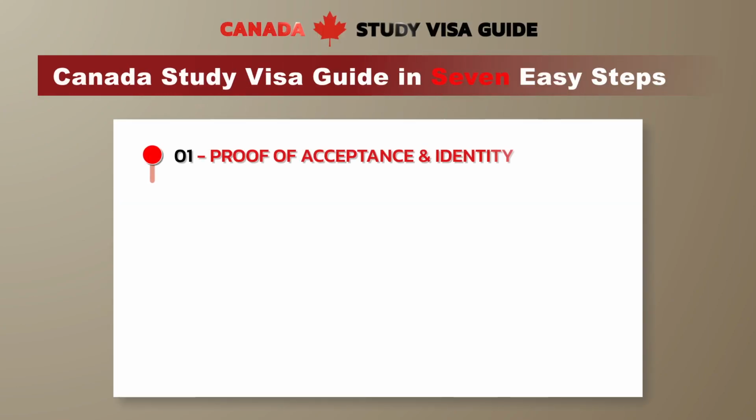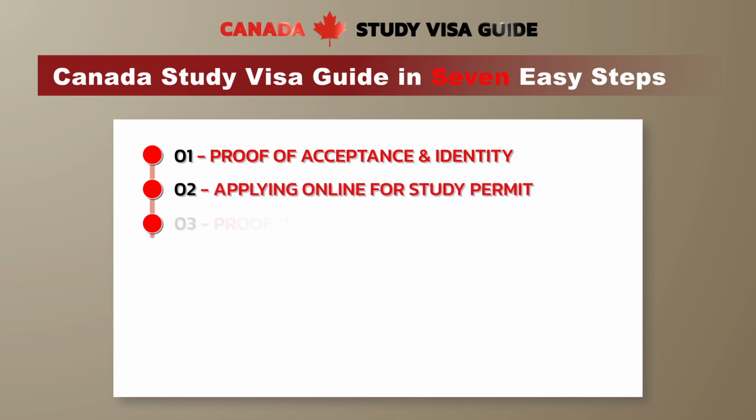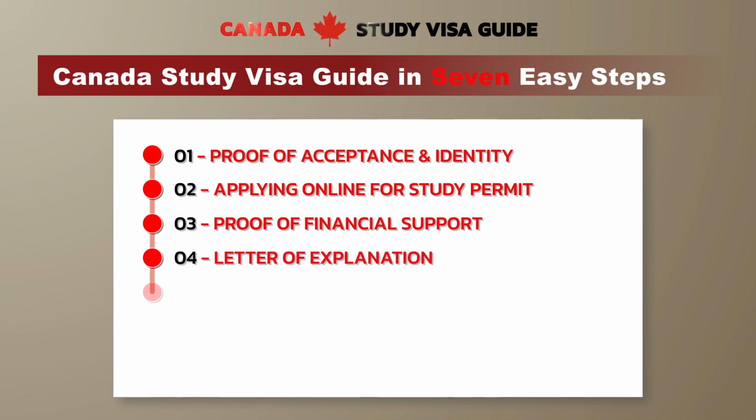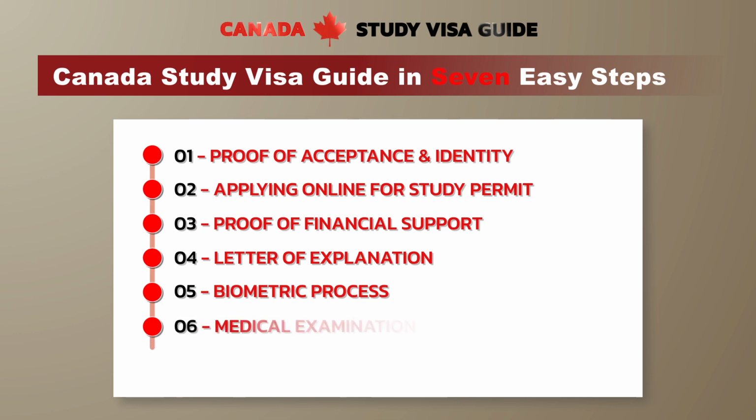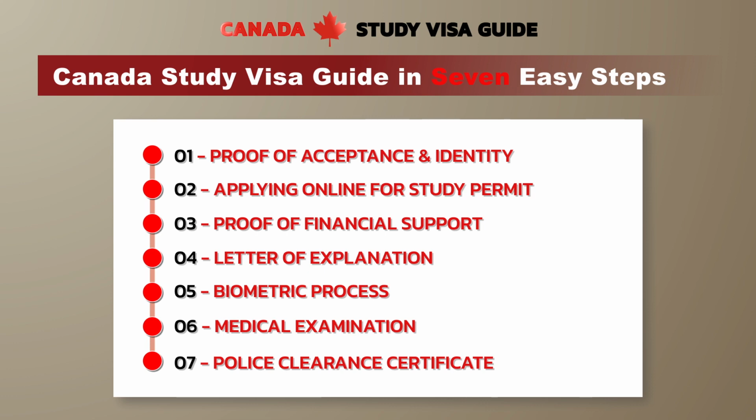Let's learn about the following topics. Number 1, proof of acceptance and identity. Number 2, applying online for study permit. Number 3, proof of financial support. Number 4, letter of explanation. Number 5, biometric process. Number 6, medical examination. Number 7, police clearance certificate.